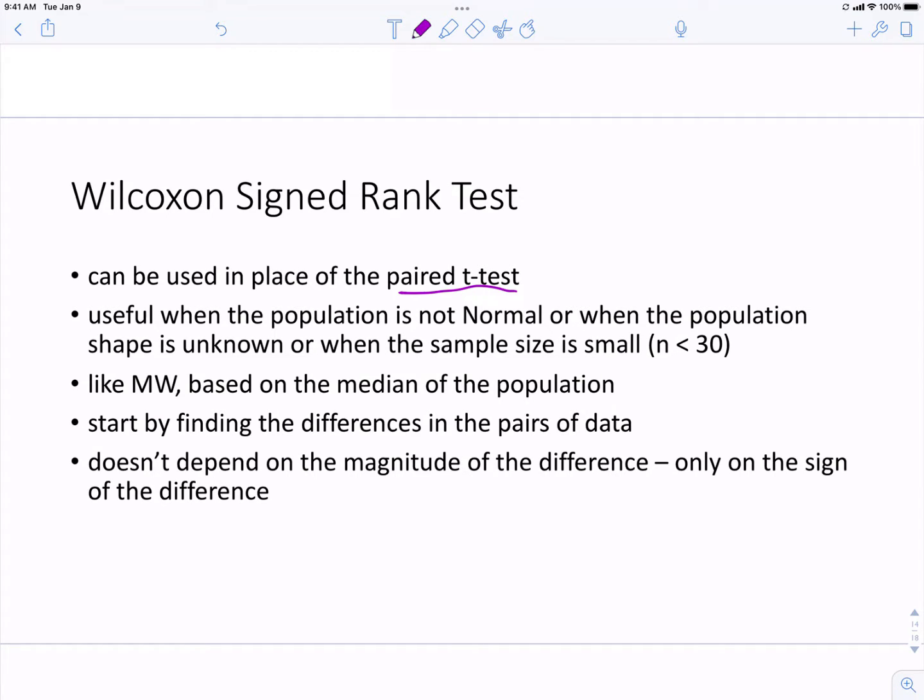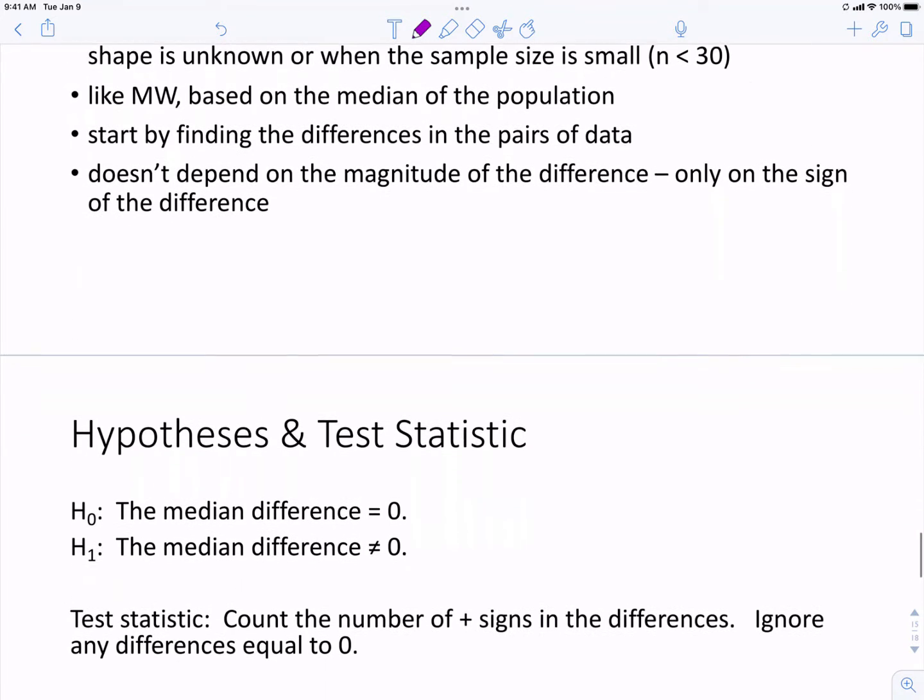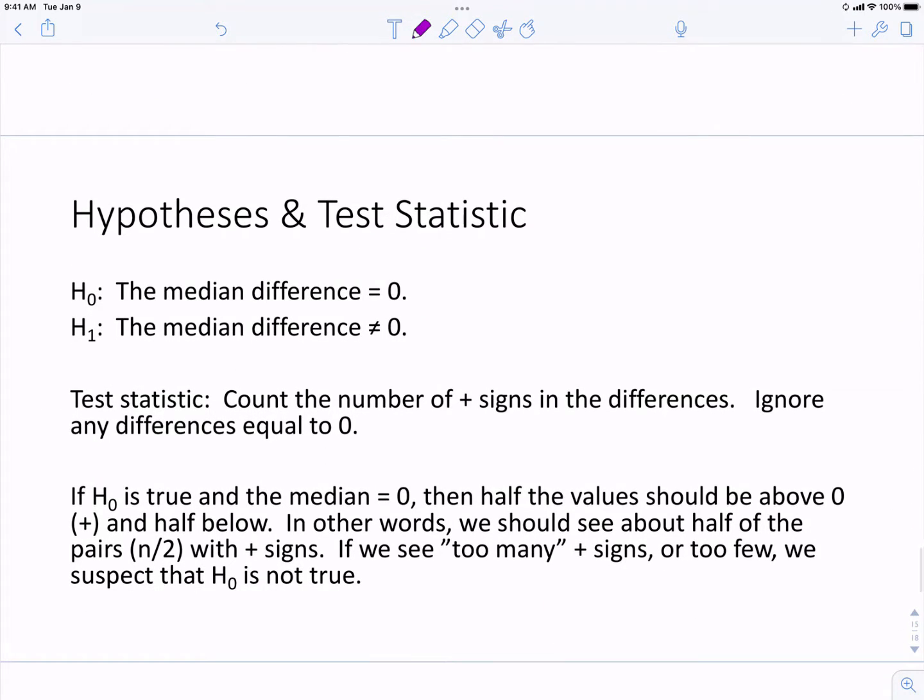The way the test statistic is found is you start by finding the differences in the pairs of data, and you don't care about the magnitude or the size of the difference, you only care about the sign of the difference, and that's why it's called the sign test or Wilcoxon signed rank test. So your null hypothesis is that the median difference is 0. In other words, there's no change, no difference in before and after. And the alternative is that the median difference is not 0. In other words, there is a difference.